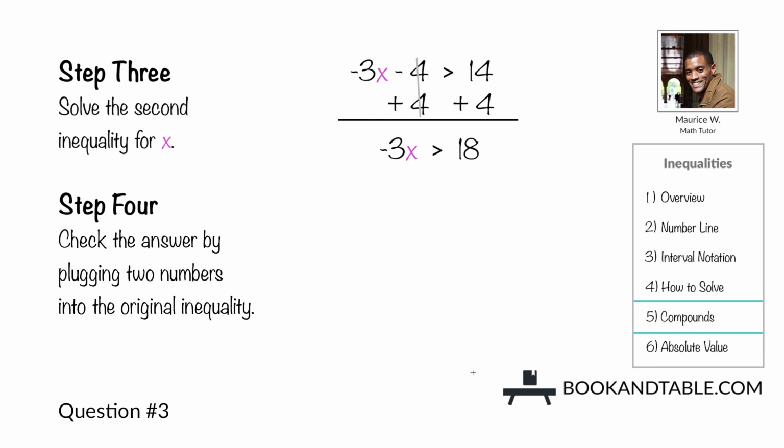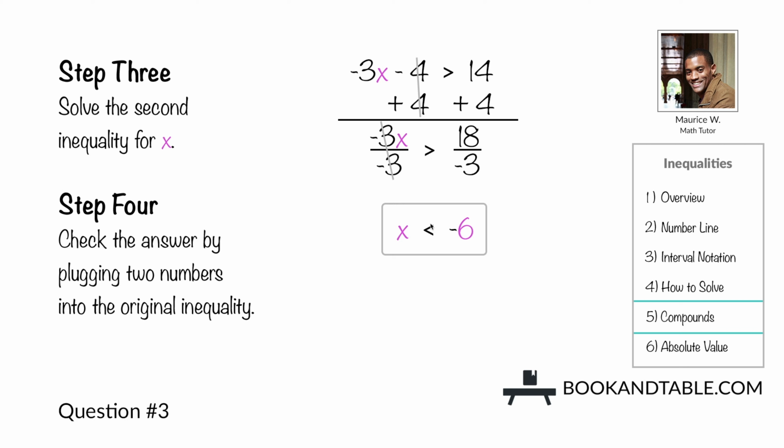Now let's take a look at the second inequality from question number 3. Negative 3x minus 4 is greater than 14. So we want to solve this inequality for x. So we first add 4 to both sides, leaving us with negative 3x on the left side. 14 plus 4 is 18 on the right side. To negate this coefficient of negative 3, we want to divide both sides by negative 3, leaving us with x on the left. 18 divided by negative 3 is negative 6 on the right. And since we are dividing by a negative number, we reverse the sign from greater than to less than.